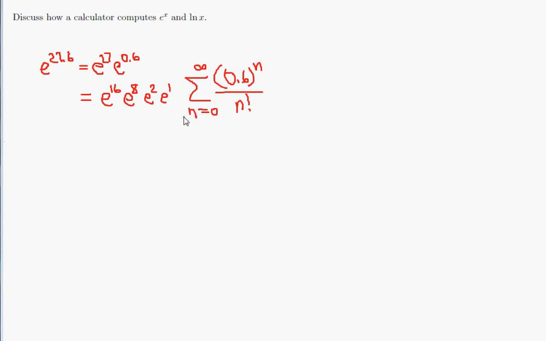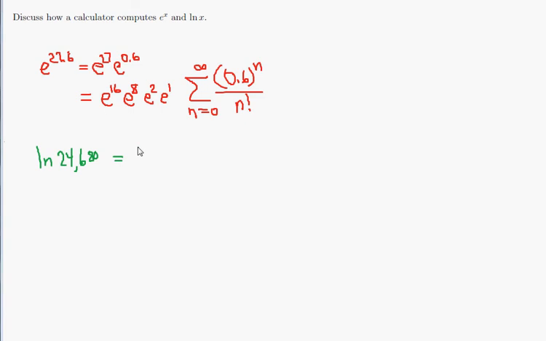So that is a brief discussion of how a calculator can be programmed to calculate e to any power. The integer part can be found by just simply multiplying a few values that have already been stored in memory, while the decimal part, in this case e to the 0.6, can be found by Taylor series. The computation of the logarithm of x proceeds in a similar manner. So suppose a problem is the natural log of, and to pick a number out of the hat, 24,680.